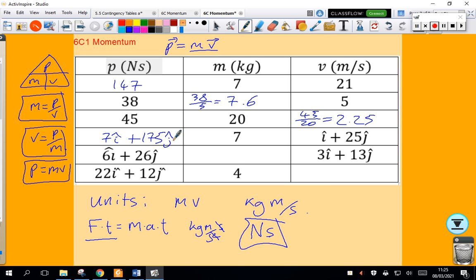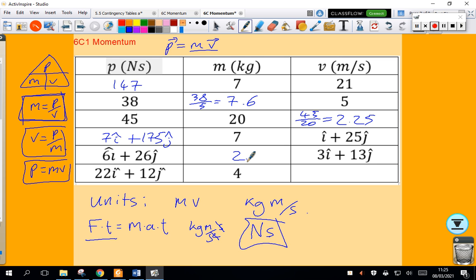To find the mass, how do we find the mass? Well, we'd use this version. Mass is equal to momentum divided by velocity, and that will equal 2, because 2 3s are 6 and 2 13s are 26.